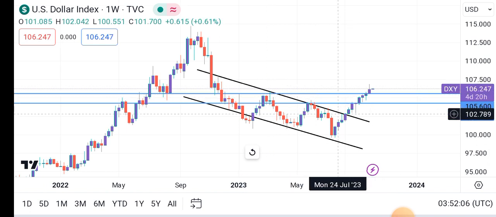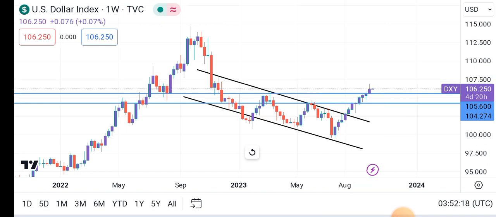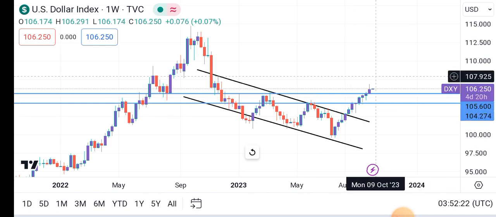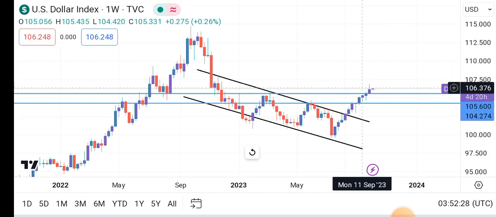105.520. And all this is pair correlation, as I always talk about in the previous videos. When the dollar rises, the EURUSD sells, GBPUSD sells, or declines, as well as gold. So go check your charts, guys. Gold has been negative for the longest time. Euro has been on a downtrend. GBPUSD has been on a downtrend. So whatever is happening here is also affecting the other pairs.